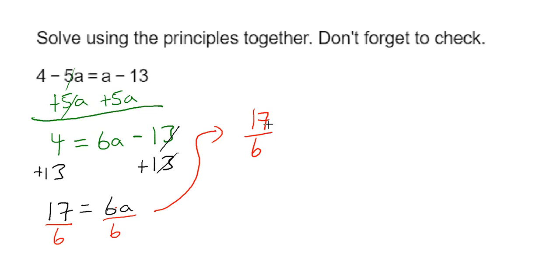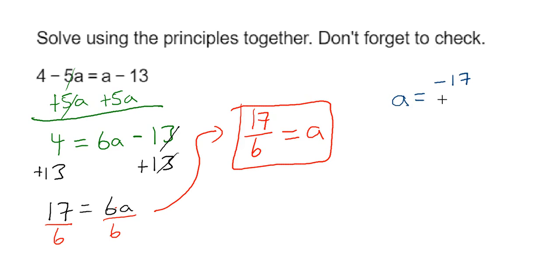So we'll just leave our answer like this: 17 over 6 equals A. That's our solution. Now, if you did this problem first before watching me do it, and you went the other direction, subtracting A from the left-hand side, you might have got A equals negative 17 divided by negative 6. If that's the answer you got, it's really the same answer. So you did it correctly, very good.